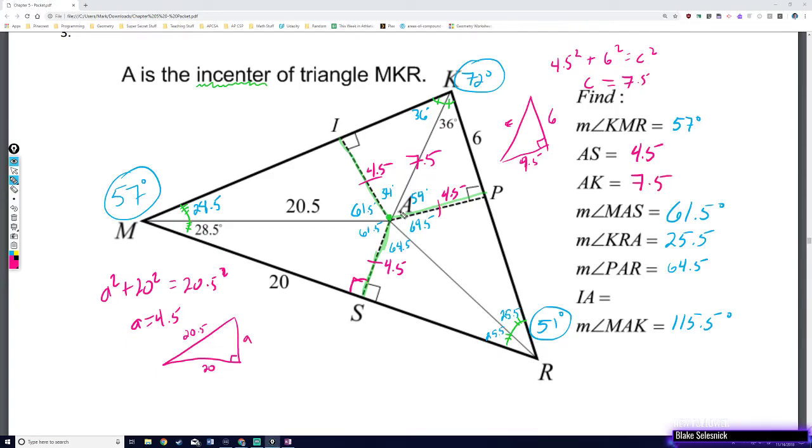We're trying to find IA. IA is the same thing, it's 4.5. We already knew that. Awesome, filled it out, nailed it.